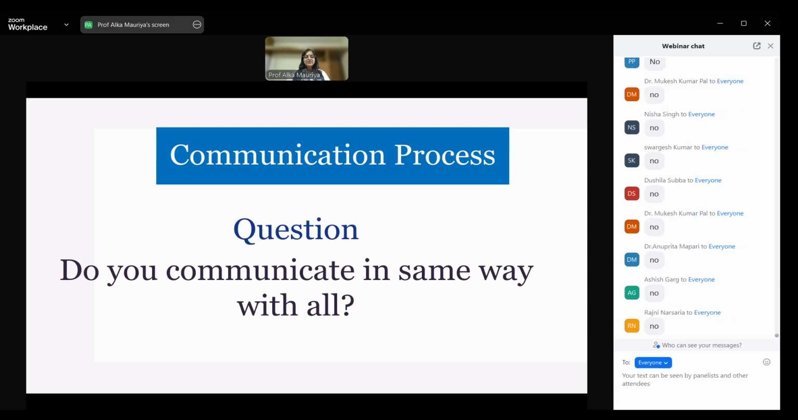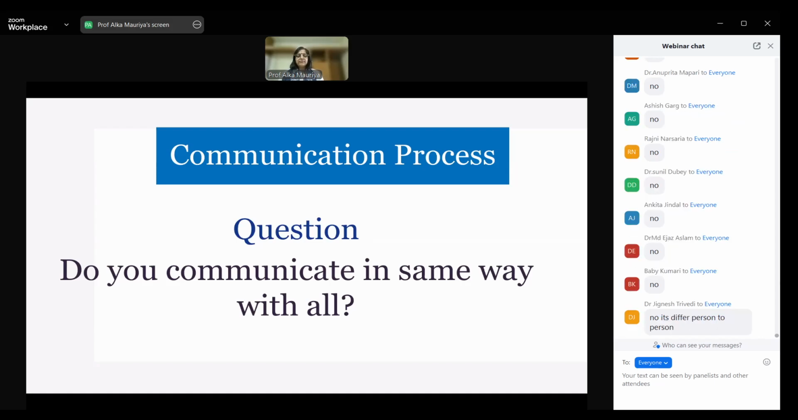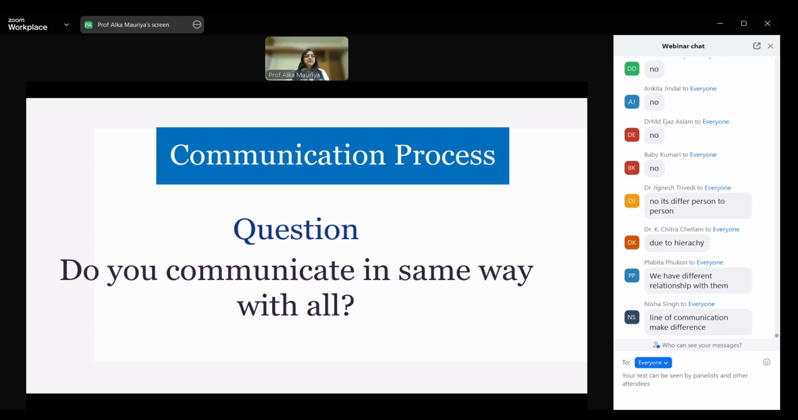Right. So we do not communicate with each one of them in the same manner. What is the reason for that? When we say our stakeholders are students, parents, our colleagues, our subordinates, why do you think we do not communicate with them in the same manner? So it differs from person to person due to hierarchy. Good. We have different relationships with them. Good. Line of communication. Fine.